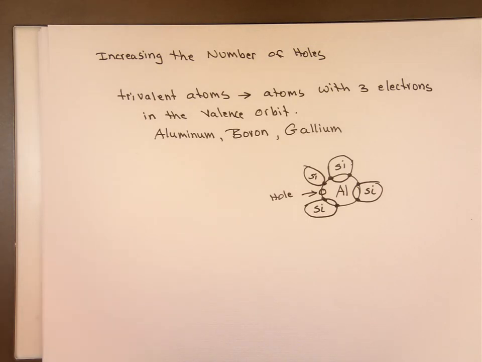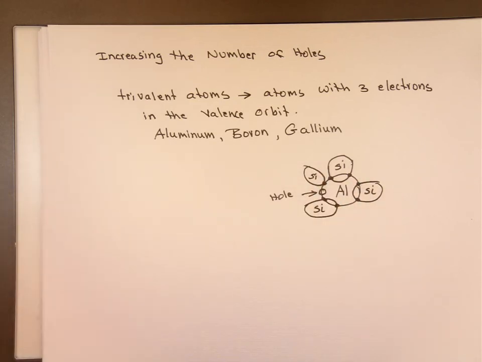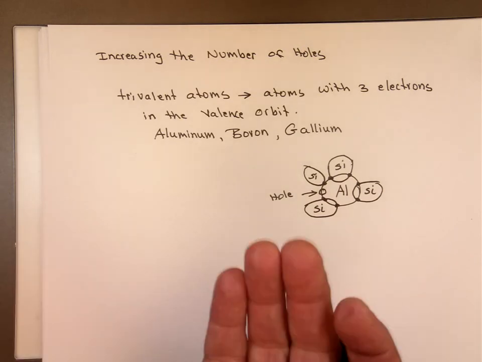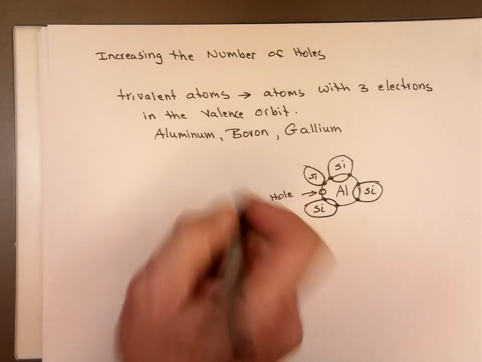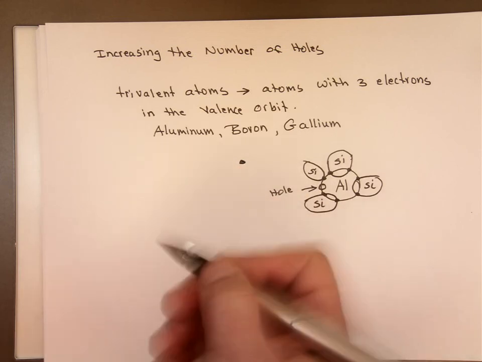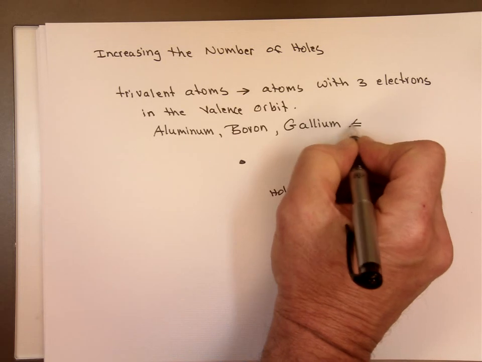So we have a hole in the valence right there in the last orbit of the trivalent atom. That's why these are called acceptors. Now they want to take an electron. If there's a free electron floating here, they're going to try to grab the electron to make it 8 electrons in the orbit. So again, that's why these are called acceptors.